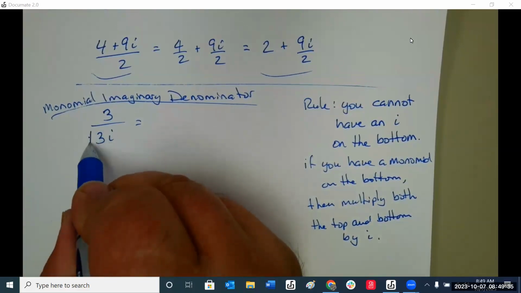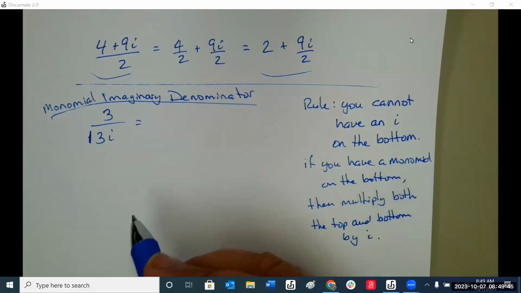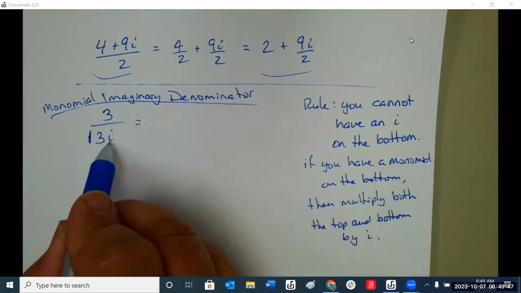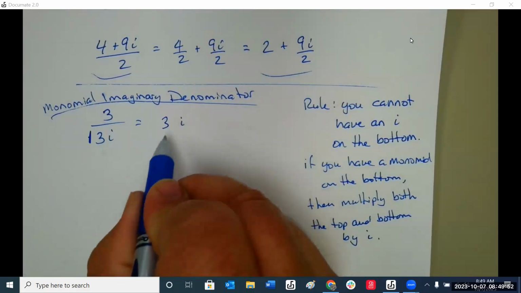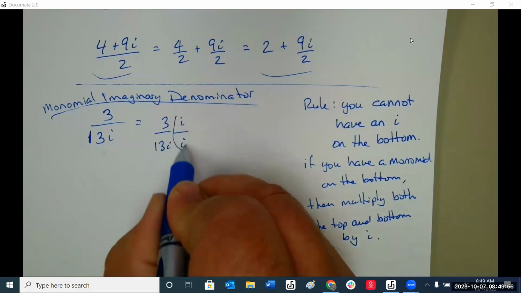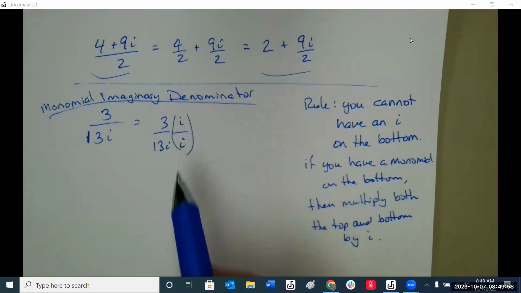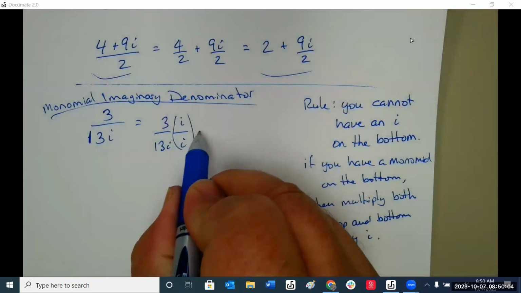Let's make the bottom 13. So here, we would have canceled the threes. Then we'd have 1 over I. That would have given a little problem. We'll do that a little later. So we have an I on the bottom. So we multiply the top and bottom by I. We're multiplying by I over I, which cancels. This is multiplying by 1, so it's not changing anything. You're just changing the way it looks.